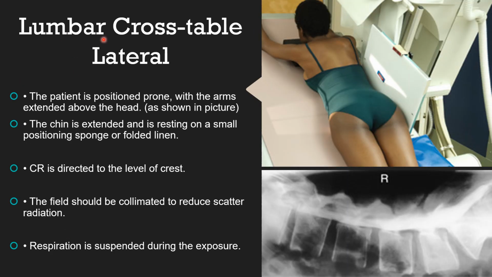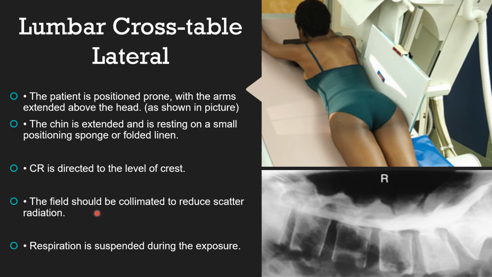Lumbar crest, cross table lateral. L3, L4 are basically at the level of the crest. Patient in position prone again, arms extended above the head this time. The chin is extended and resting on a small positioning sponge or folded linen. So chin is still hyperextended, but the arms, instead of being at the down position, they're in the up position. So we can do our cross table this way.